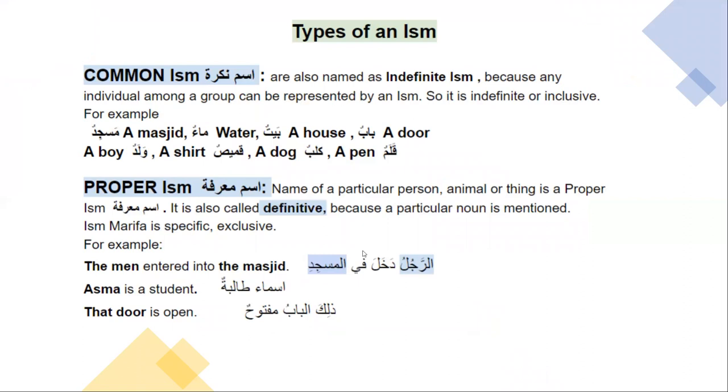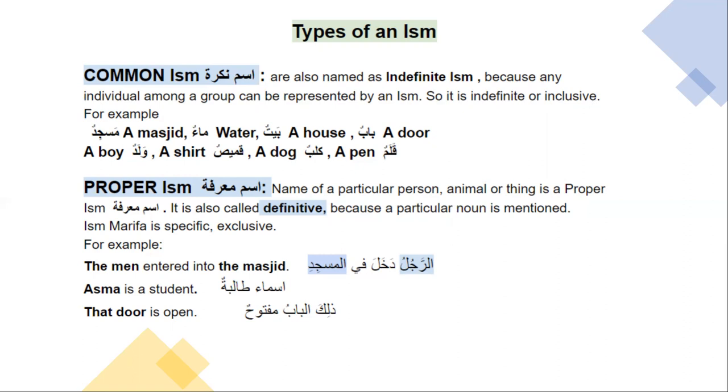So, okay, let's discuss each one by one. Common ism, ism nakira. This is also termed as indefinite ism. Why indefinite? Because any individual among a group can be represented by an ism. Like if I say kitabun, kitabun means a book. I can say kitabun just to refer to any book in the library, any book on the table. So everything in that category is inclusive.